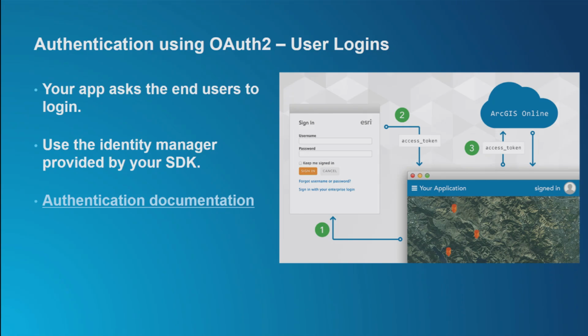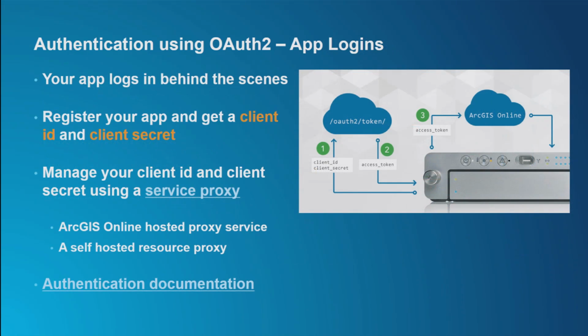That's a valid pattern. I would say all of the SDKs provide an identity manager of some kind which you can use to follow this pattern. The next pattern is an app login pattern. Here your app logs in behind the scenes, so your end users are never challenged for any credentials. Your app knows how to work with the token behind the scenes. The way you do it is you go to arcgis.com or developers.arcgis.com and register an app, and when you register an app, you get a client ID and client secret. Based on this client ID and client secret, you can make a REST call that would give you the token, and then you use that token in your service.